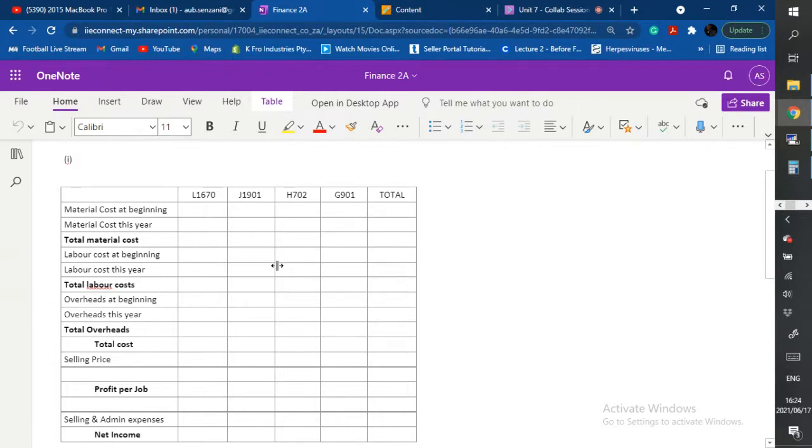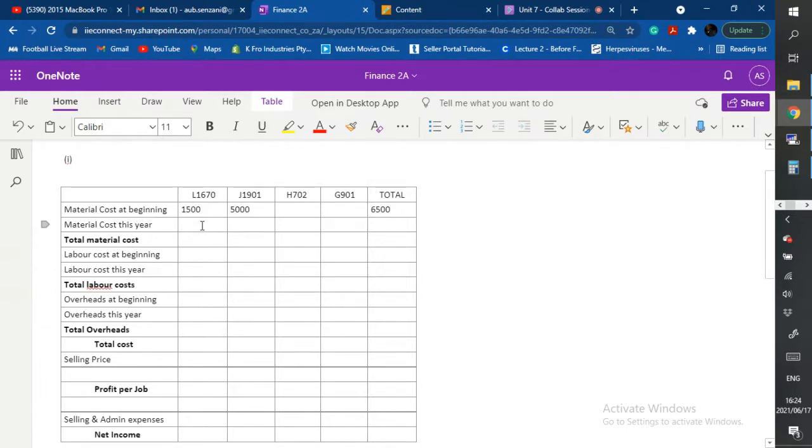So here, what do we put? For L1670, we have 1,500. Okay. Then for J1901, we have 5,000. Okay, and then we don't have anything else for these other jobs. So that we keep blank. Okay, and if we add, the total here is obviously going to be 6,500. No problem.